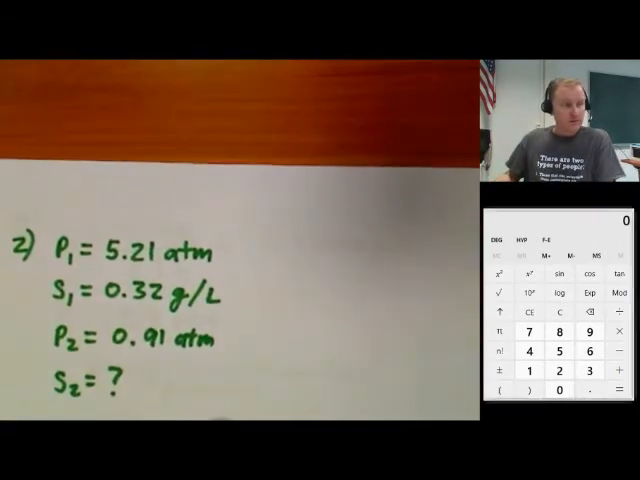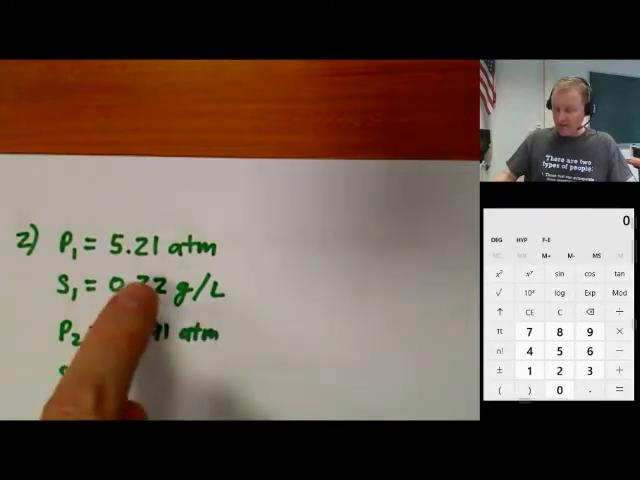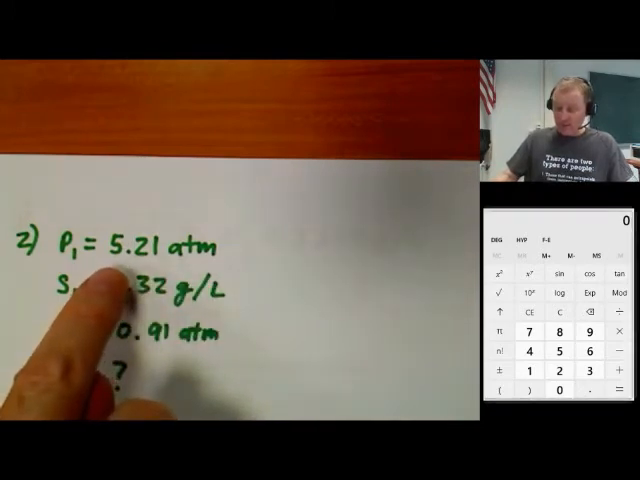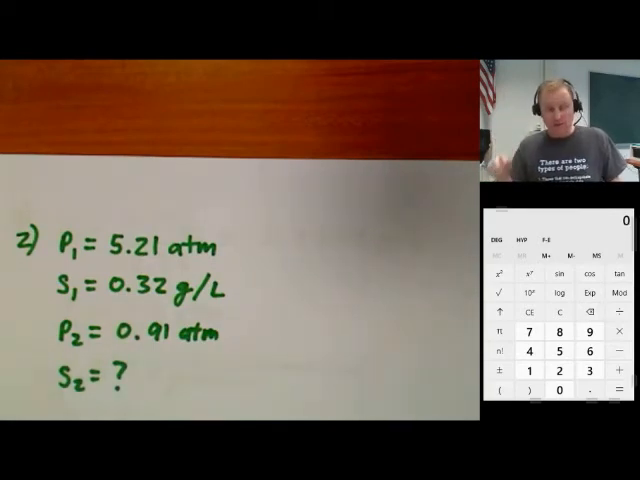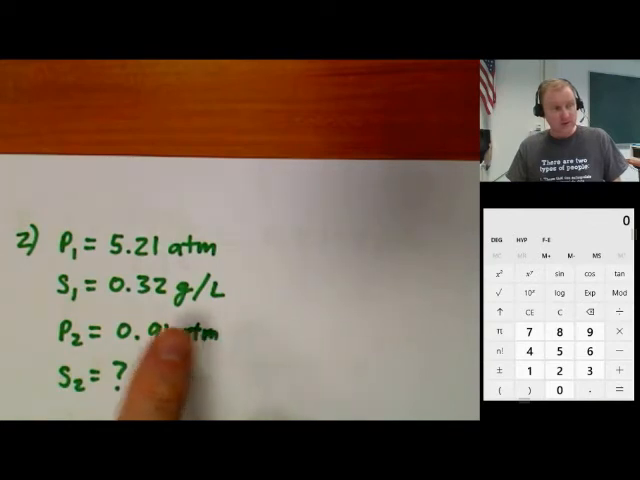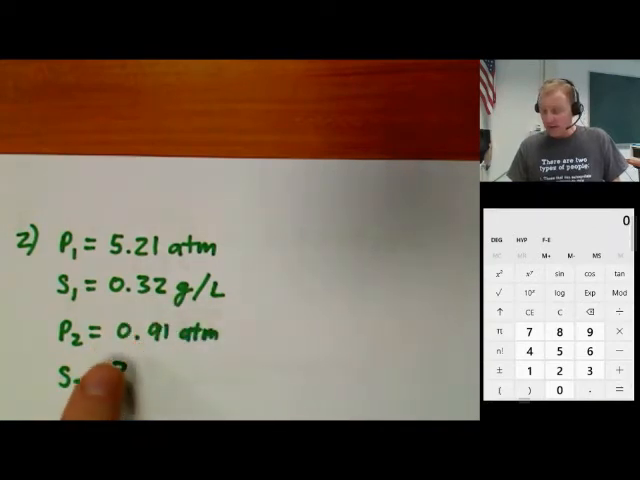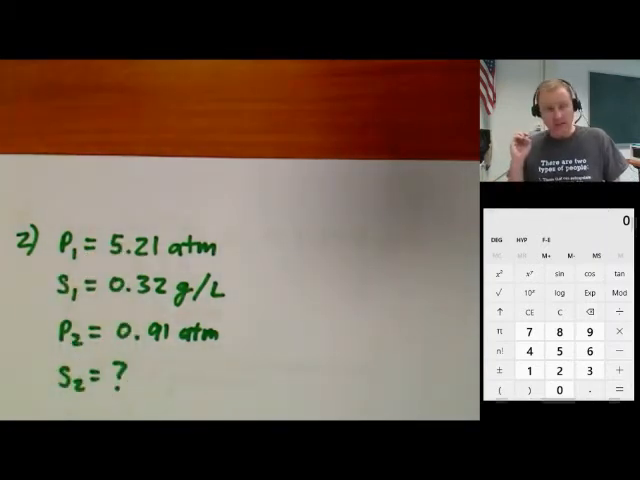For number 2, things that you learned from the question: the first pressure was 5.21. The first solubility, I gave it to you in grams per liter, so this is 0.32 grams per liter. You didn't have to do anything like in the first one. And your second pressure is 0.91 atmospheres. So again, you have a lot of pressure, it's going to become less pressure, so you would imagine that the solubility should be smaller.